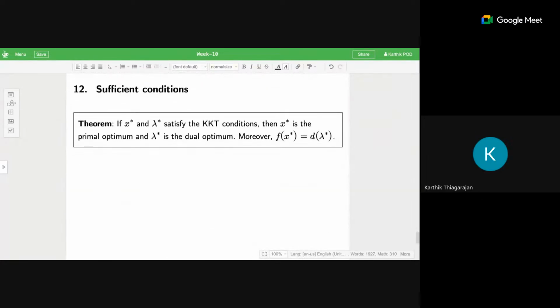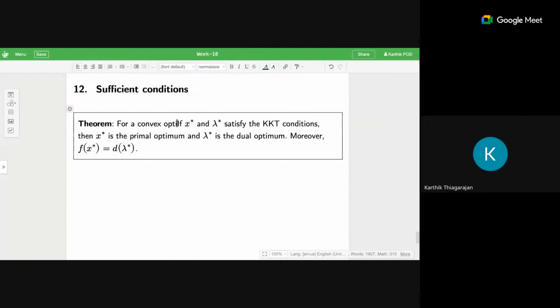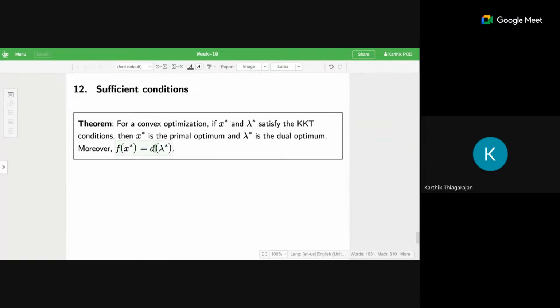So what is this theorem telling us? Something very interesting. For a convex optimization problem, which is very important, so this happens only if f and g are convex, if you find two values x star and lambda star that satisfy the KKT conditions, then x star is the primal optimum and lambda star is the dual optimum. Not just that, the value of the primal objective is equal to the value of the dual objective at their corresponding optimal points. Is this clear to everyone?